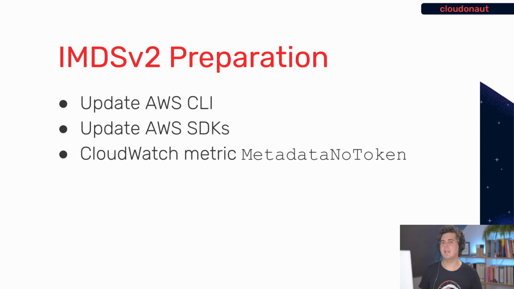And also, you get insights into how many applications are still using the old version 1 endpoints, because there's a CloudWatch metric called MetadataNoToken, and it basically records all the requests to the instance metadata service where no token is passed in the header. So if that metric goes down to 0 for a couple of days, you basically know that you fixed all the old usages of the IMDS version 1. And only then I recommend to upgrade and enforce version 2 of IMDS. So this will help you to ensure that there are no problems.